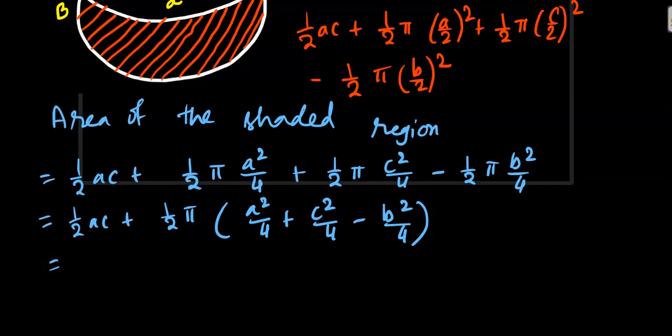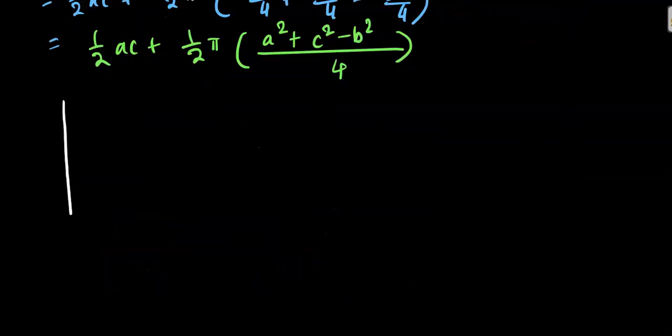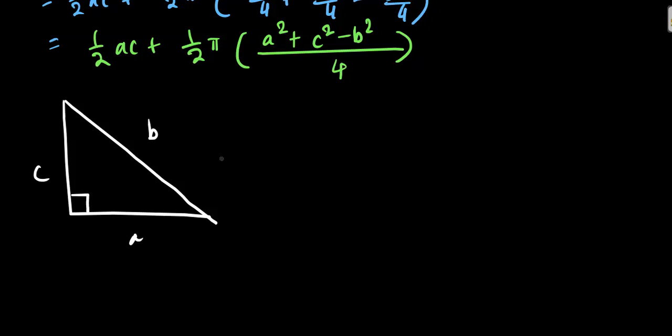So we get half AC plus half pi. Now add them. 4 is the LCM. So A square plus C square minus B square. Now we had ABC, a right angle triangle. So this was B, this was A, and this was C. This is the right angle. So in a right angle triangle we have the relation, that is the Pythagoras theorem: A square plus C square is equal to B square.